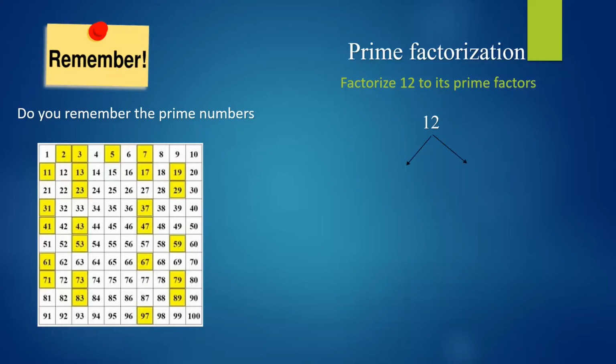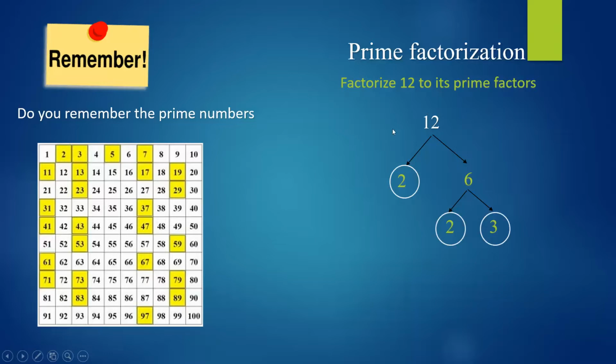Right, we make 2 arrows like this and write 2 times 6. Which one of these is a prime number? 2. So circle the prime number. This is the first step. Second step: the other number is not a prime, so we are going to factorize again. 6 equals what times what? 2 times 3. Both of them are prime numbers, so we are going to circle the prime numbers. Circle 2 and circle 3.